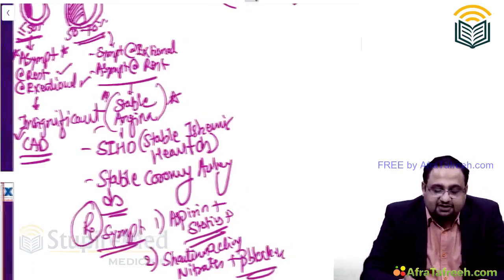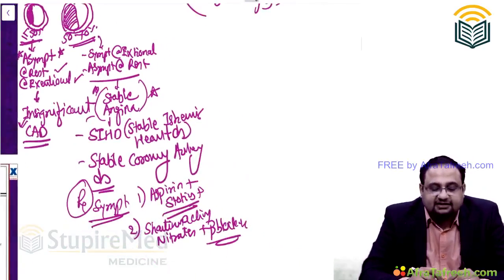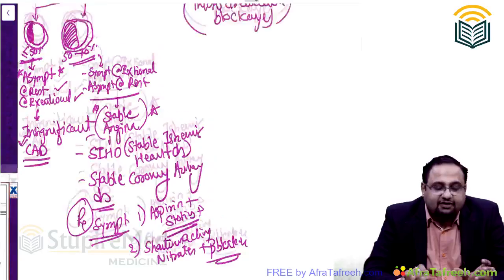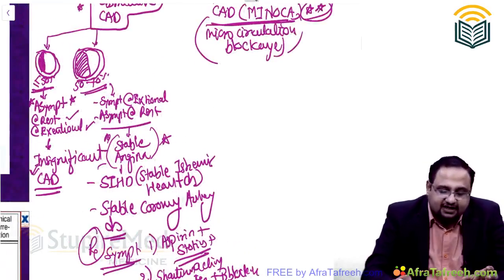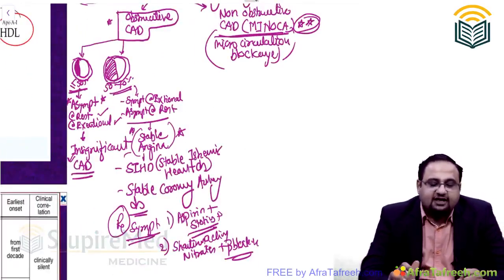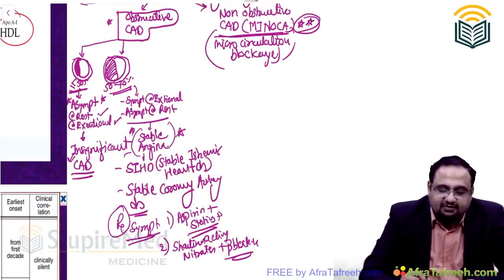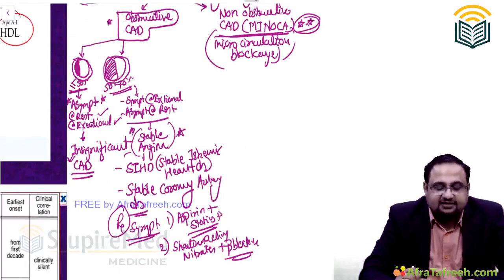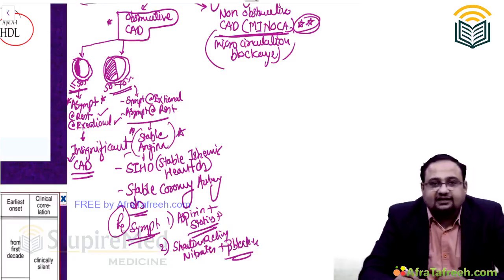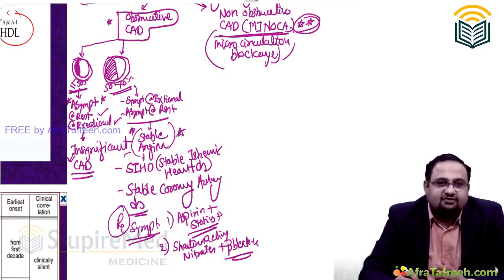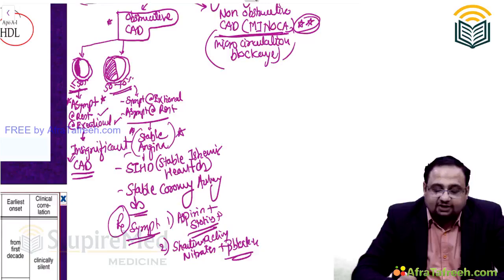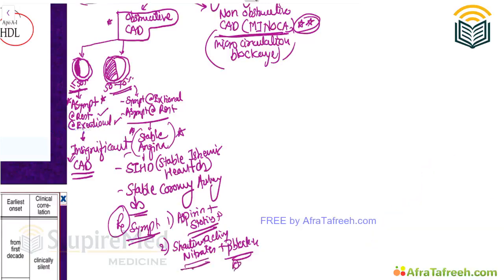I repeat, for stable angina or stable ischemic heart disease, when the blockages are between 50 to 70% occluding, the drug of choice for them is of course aspirin plus statin. Statin can be atorvastatin, rosuvastatin, or simvastatin. And next are short acting nitrates and beta blockers. I'll come back to the treatment and management of stable ischemic heart disease, stable coronary artery disease.